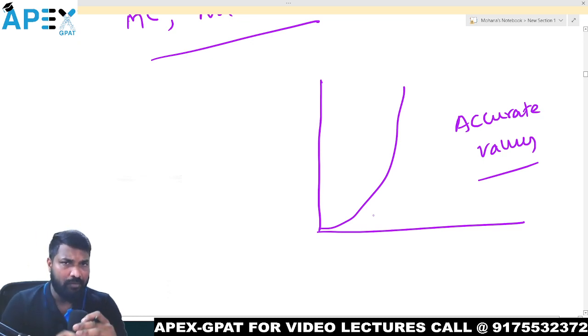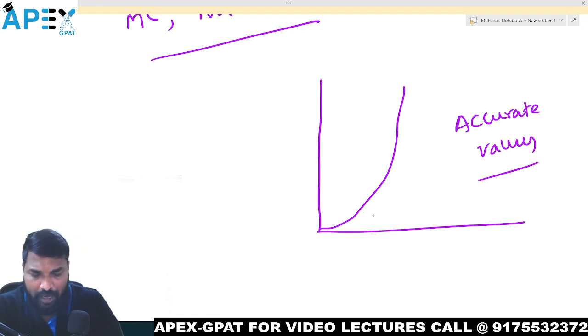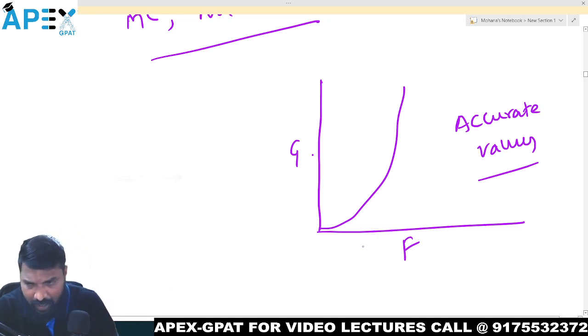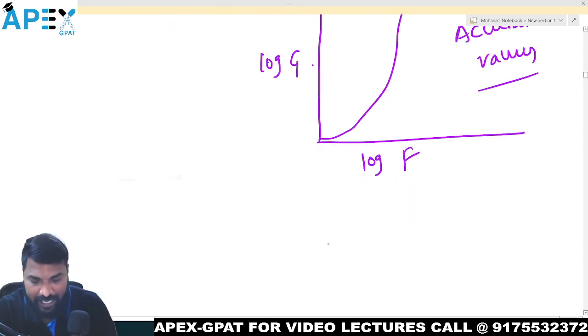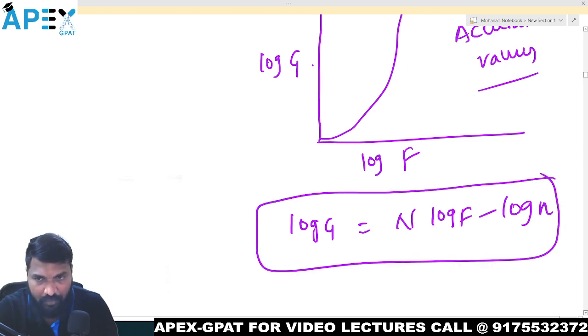So for making the straight line, regularly what do we do? In the graph, that is the shear stress and the rate of shear. To get the straight line, many times we have discussed, we take the logarithms. Here we take the log of shear stress, and the rate of shear is the log G. So we will get the equation log G equal to N into log F minus log eta.